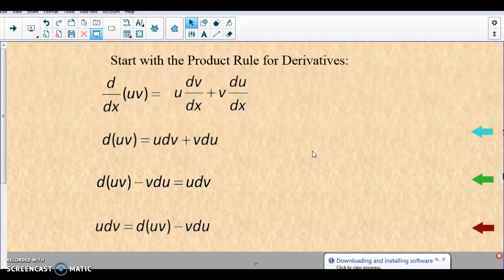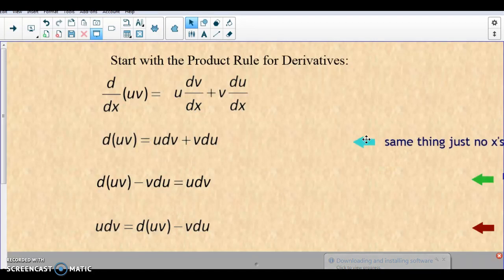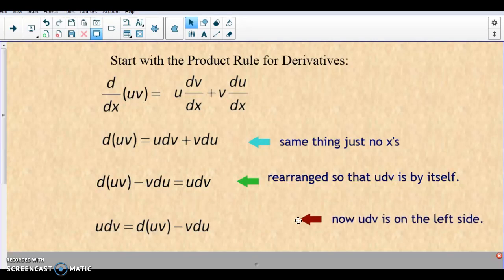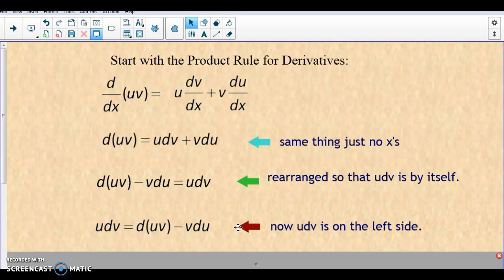Now you can see I've made a little bit of changes to the problem. The first step, I just dropped the x's, so you could look at it in our normal way, u dv plus v du. Then I solved for u times dv, because this is what we're interested in. So we're rearranging it so that u dv is by itself on the left-hand side. Now we want to figure out how to integrate this thing, and that's what we're going to see on the next slide.